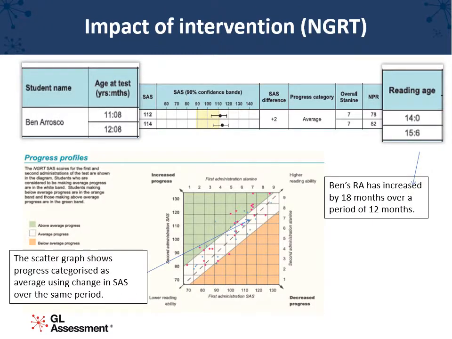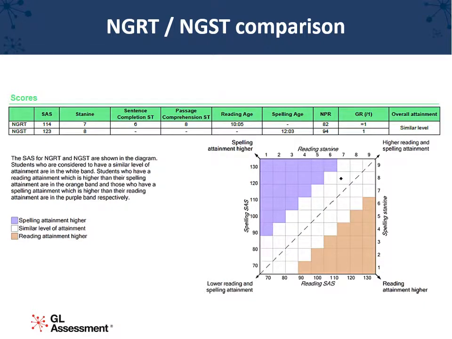To help establish whether interventions are having an impact, a progress report is provided. Here we're looking at a sample student named Ben, and we can see that Ben's reading age has increased by 18 months over a 12-month period. In addition, a combination report is provided, showing the reading and spelling results for an individual on the same page. This allows teachers to establish whether there's a discrepancy or whether the student's reading and spelling are at a similar level.